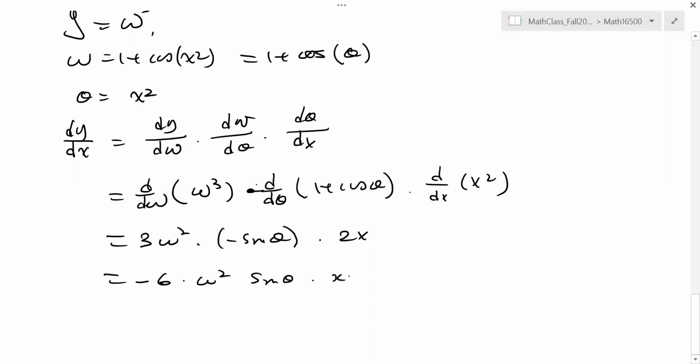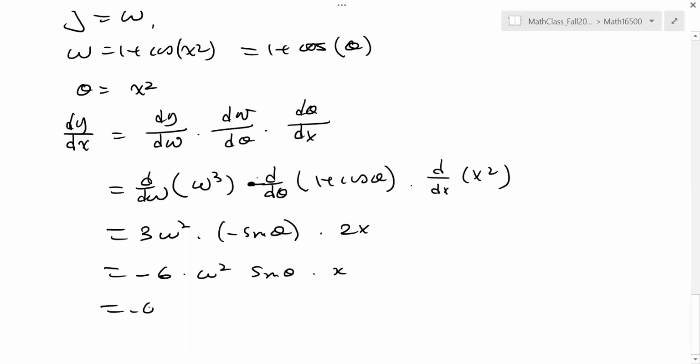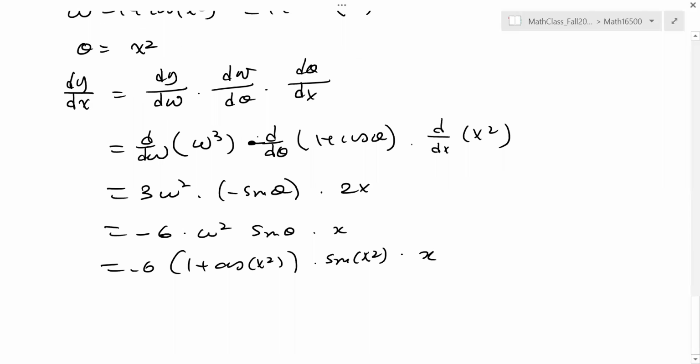So I'm going to replace everything. w is going to be 1 plus cosine theta and then squared. And sine theta is going to be sine x squared, then times x. So that's it. This is the derivative of y with respect to x. Okay.